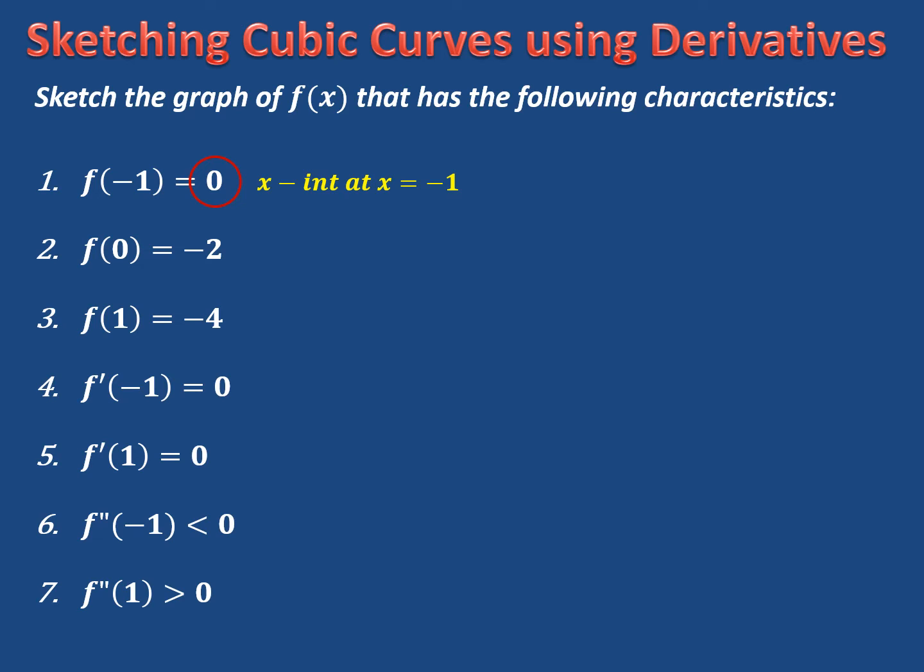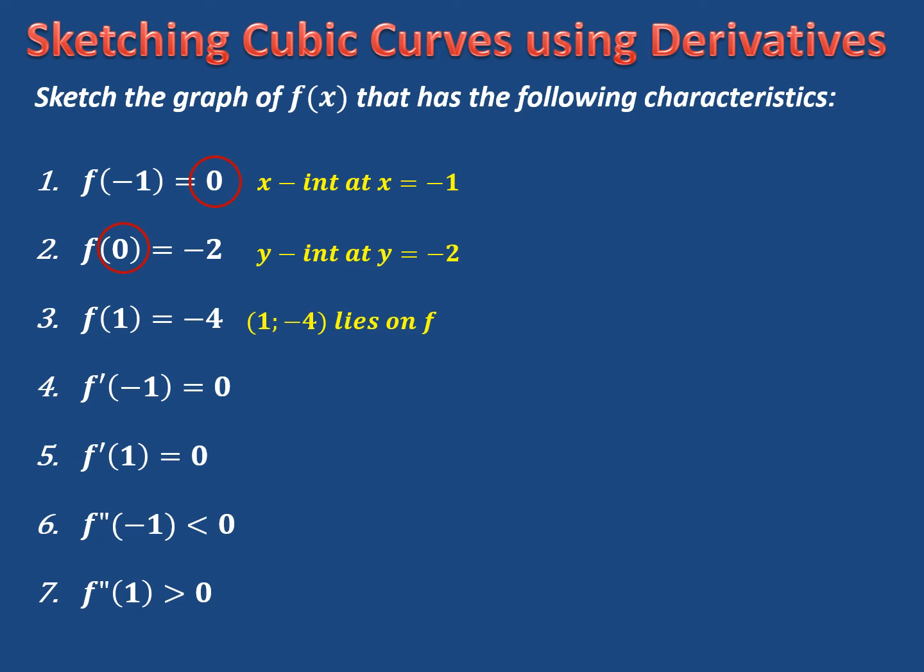Point number 2, I notice that x is equal to 0. So f of 0 is equal to minus 2. So what happens if an x value is 0? We have a y-intercept, and this time at minus 2. Point number 3 says f of 1 is equal to minus 4. Now there's nothing special about that point necessarily, just that it lies on the graph of f.